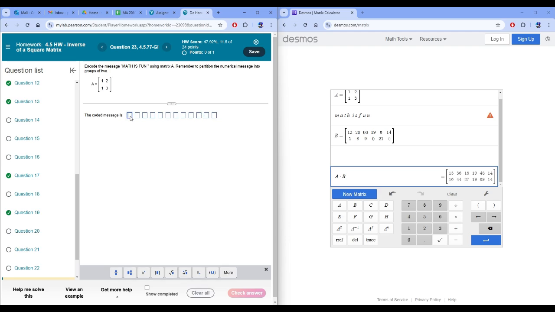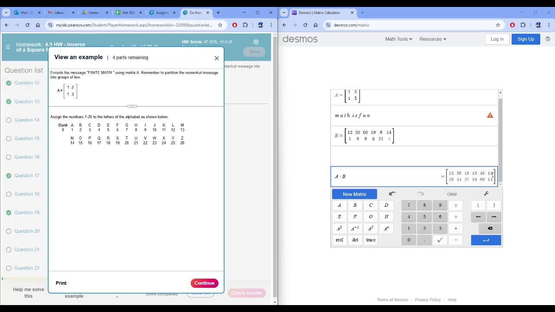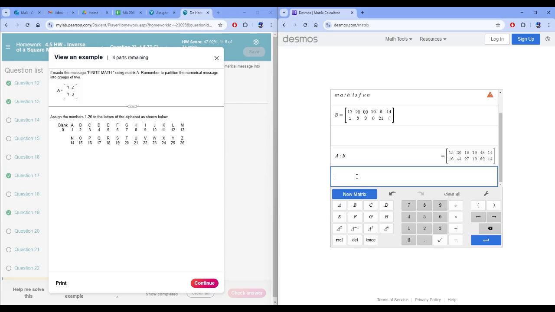Okay, I found this. And then 15. I need my letters again. Oh my god. Enter. What's 15? 15 is O.